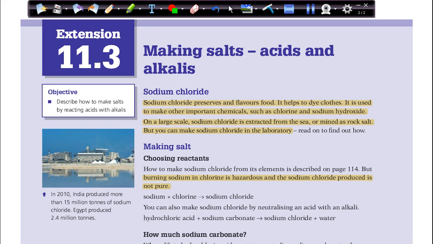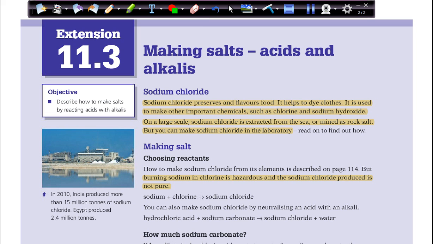So today we will see how we can do this using acids and alkalis, which we call a neutralization reaction. So open your books on page 204, grab your highlighters and follow me please. Making salts, acids and alkalis.